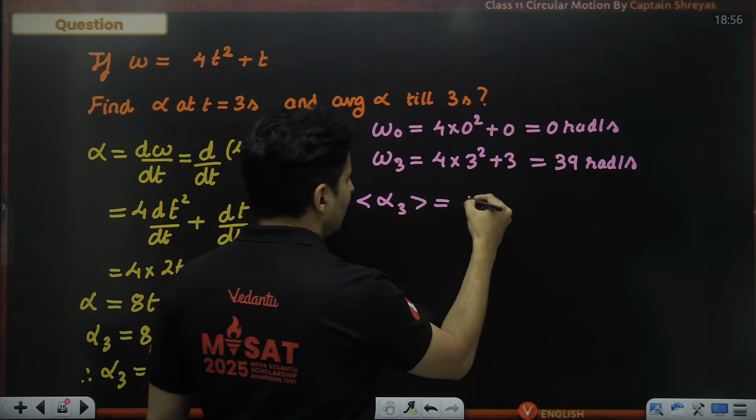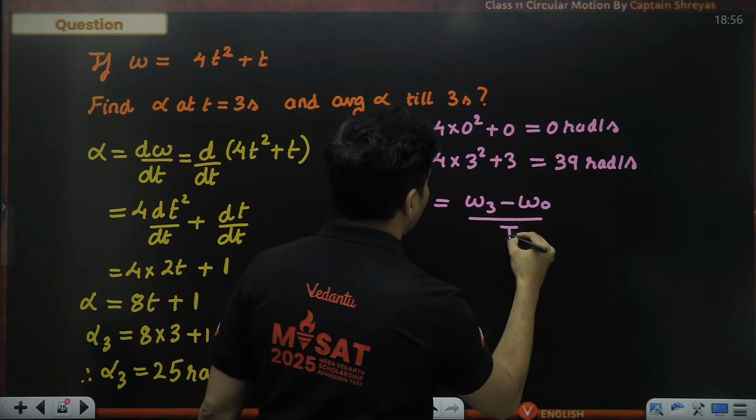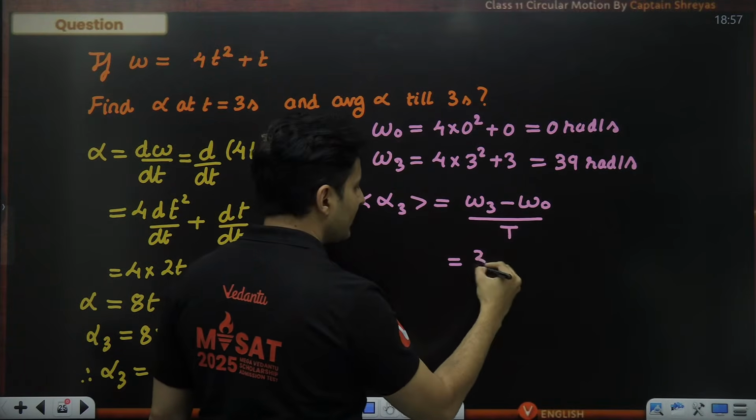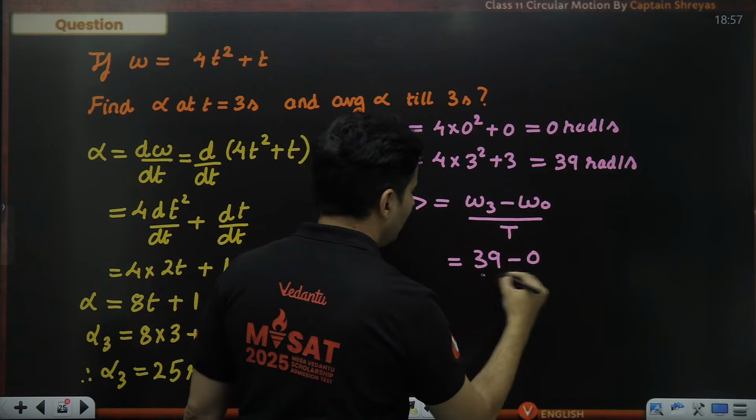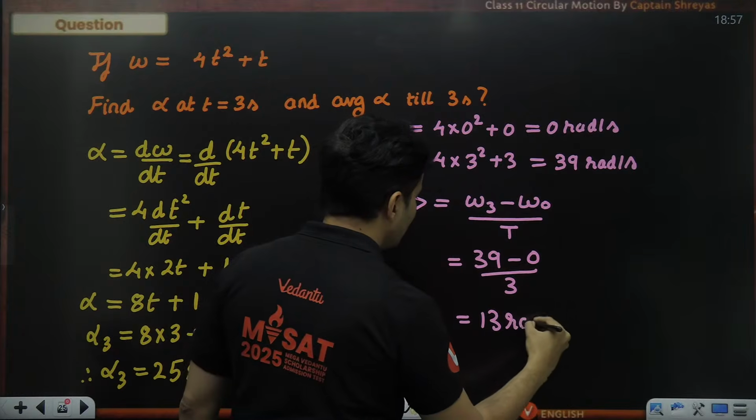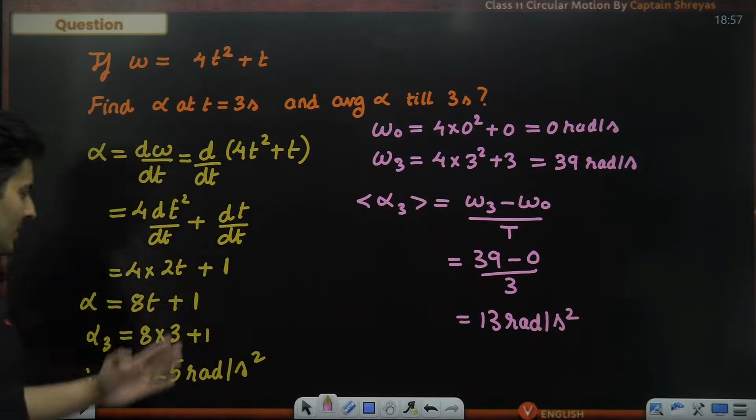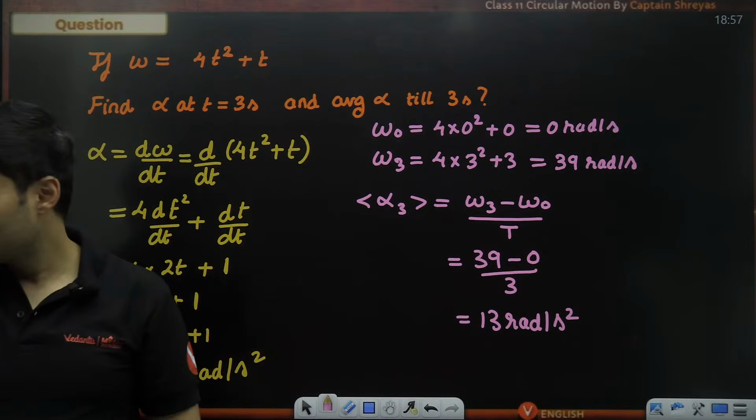Average alpha will be final minus initial upon the time interval. Final is 39, initial is 0, time interval is 3. So 39 by 3 is 13 radian per second square. That was average. This is instantaneous.